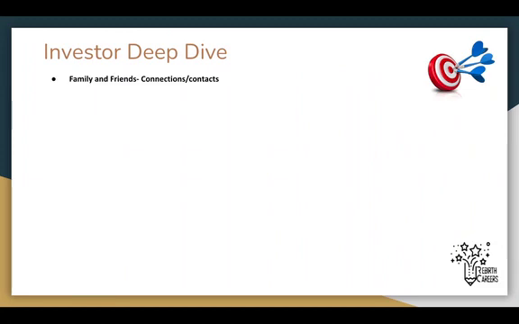So let's deep dive into each of these investors. Your friends and family, these are your connections, your contacts. Remember, your network is your net worth. So you need to ensure that you are building very good connections with people, because you never know who may be in the position to invest in that fabulous idea that you have, right?